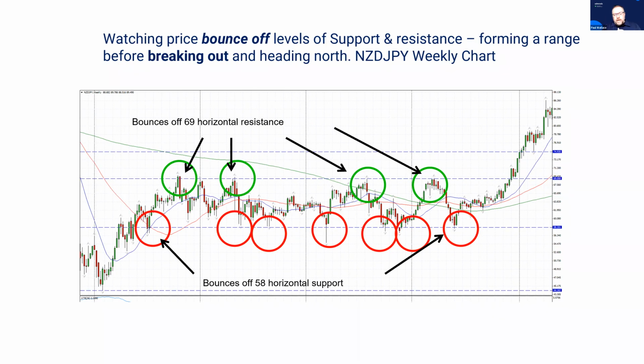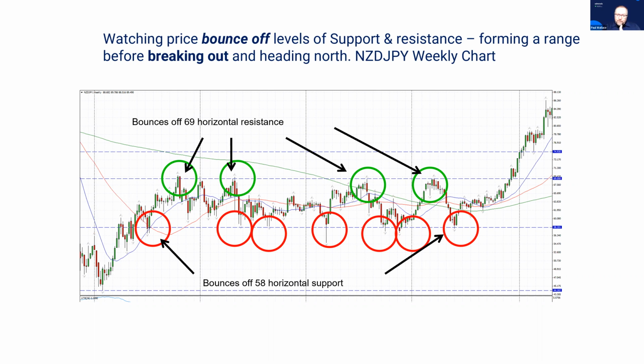So here's another chart. I always put this chart in because I think it's a great chart to look at. It's Kiwi dollar against the Japanese yen on a weekly chart. It shows how in that instance, the price just went sideways for close to 3-4 years. You could see it had support at 58 and horizontal resistance at 69, and price continuously bounced back and forth between them. And that in itself was tradable.